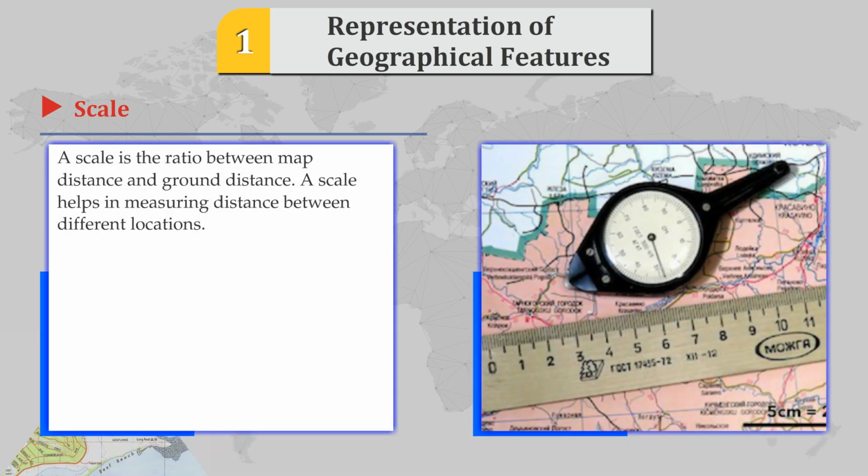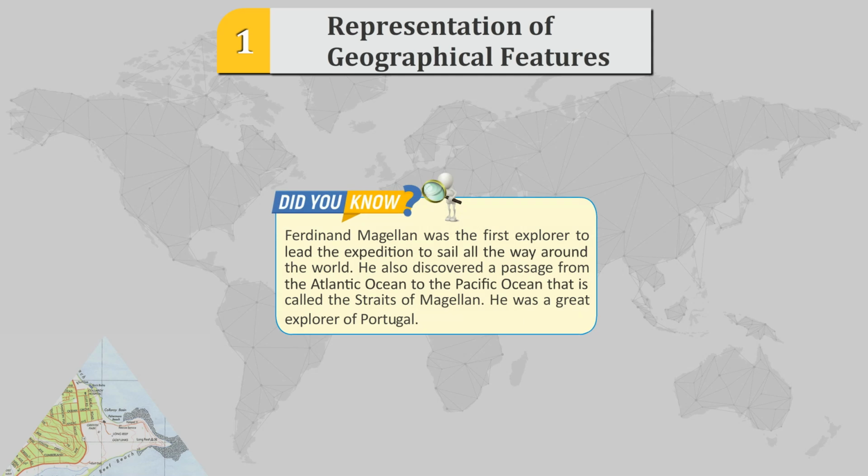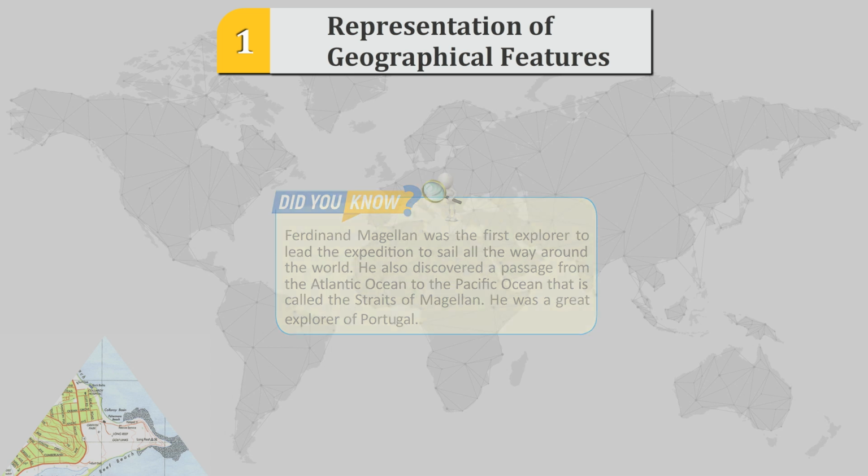Scale. A scale helps in measuring distance between different locations. Did you know Ferdinand Magellan was the first explorer to lead an expedition to sail all the way around the world? He also discovered a passage from the Atlantic Ocean to the Pacific Ocean that is called the Strait of Magellan. He was a great explorer of Portugal.